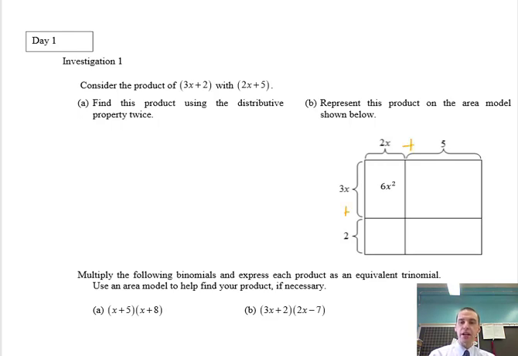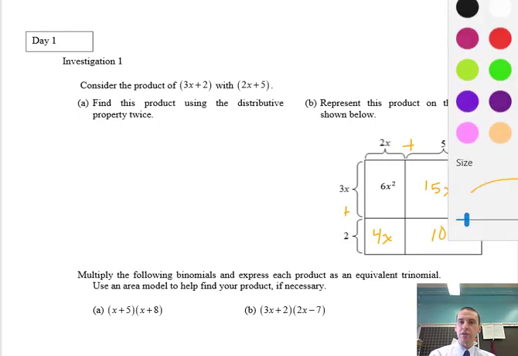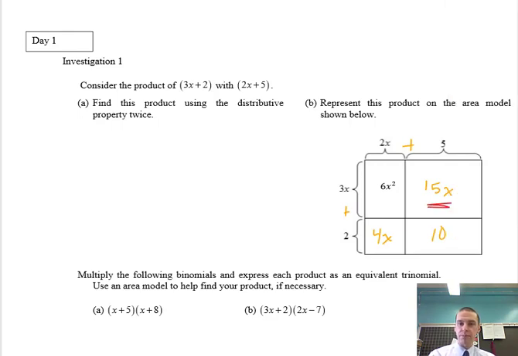When you use the area model, you're going to do 3x times 2x gives us 6x squared. 3x times 5 gives us 15x. 2 times 2x gives us 4x, and then 2 times 5 gives us 10. And when we add them, remember that we can add like terms. And so we're going to get 6x squared plus 19x plus 10.